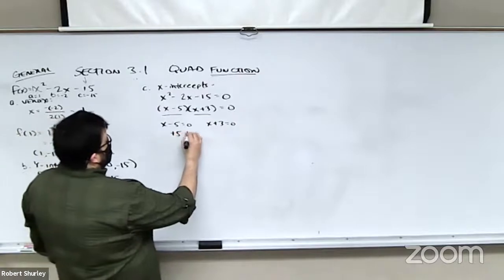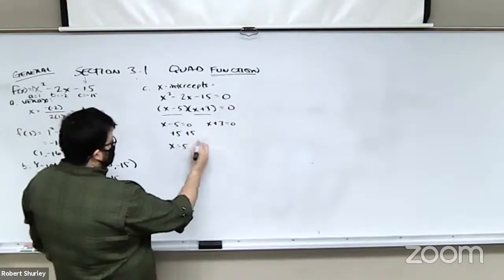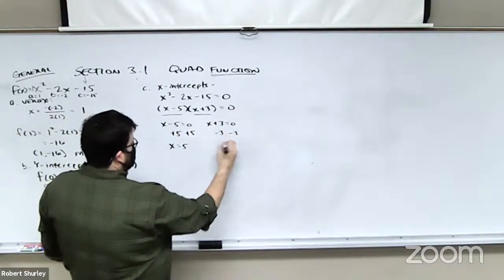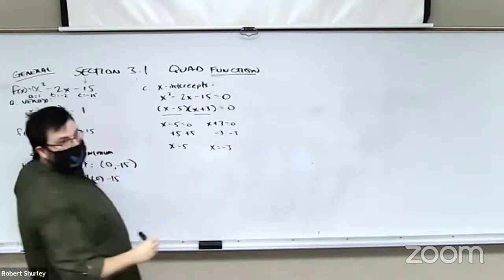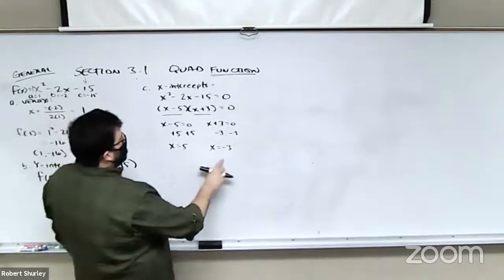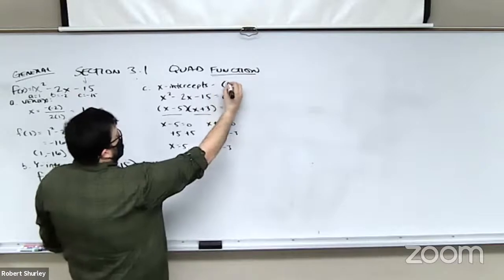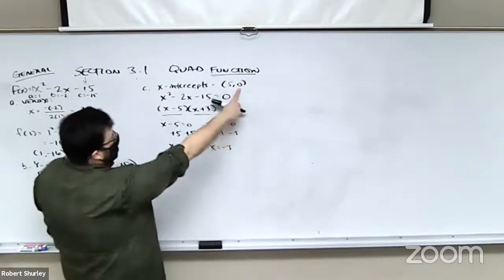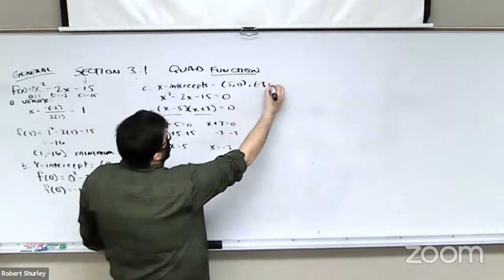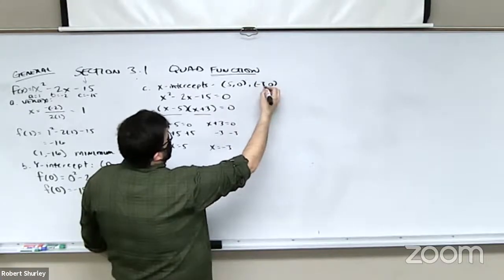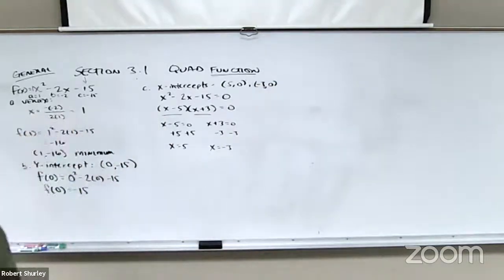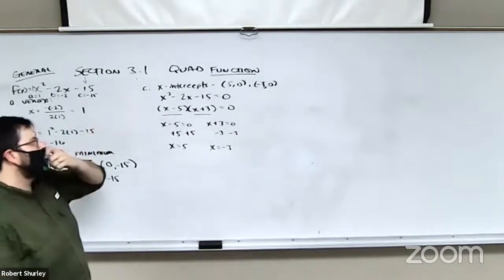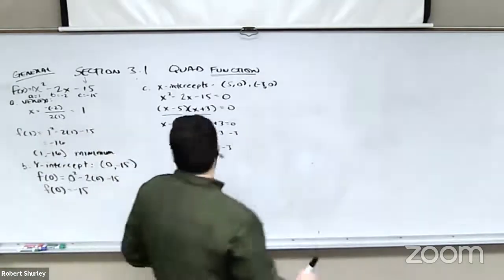So add the 5 over, x equals 5. Subtract the 3 over, and x equals negative 3. Okay, so I've got two x-intercepts: 5, 0. Remember the y is 0, right? And negative 3, 0. Okay, so I've got the vertex and I've got my intercepts. I'm going to graph it from here and then get my domain and range.